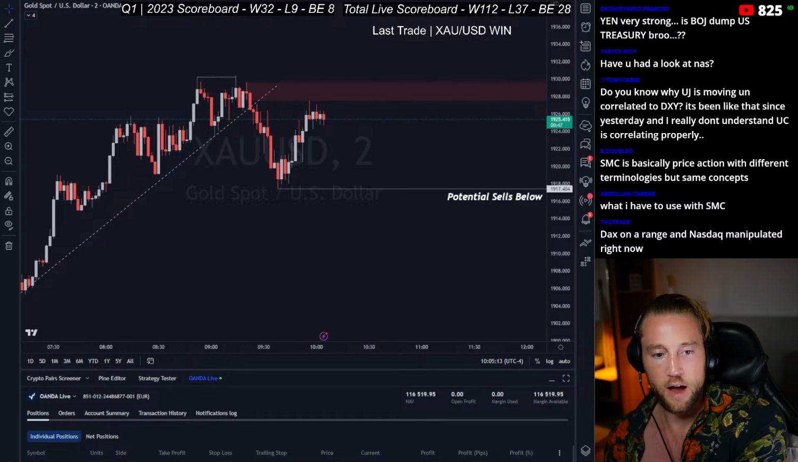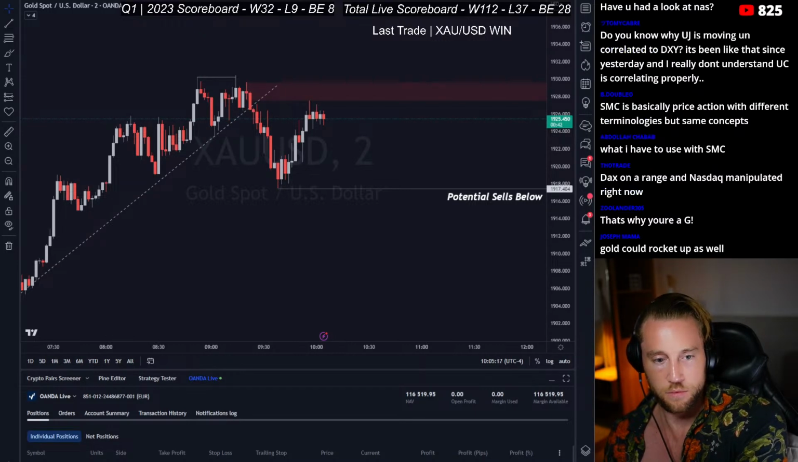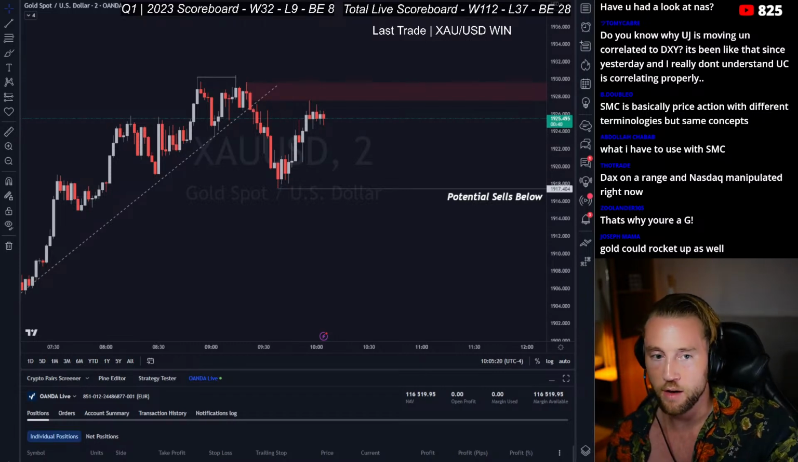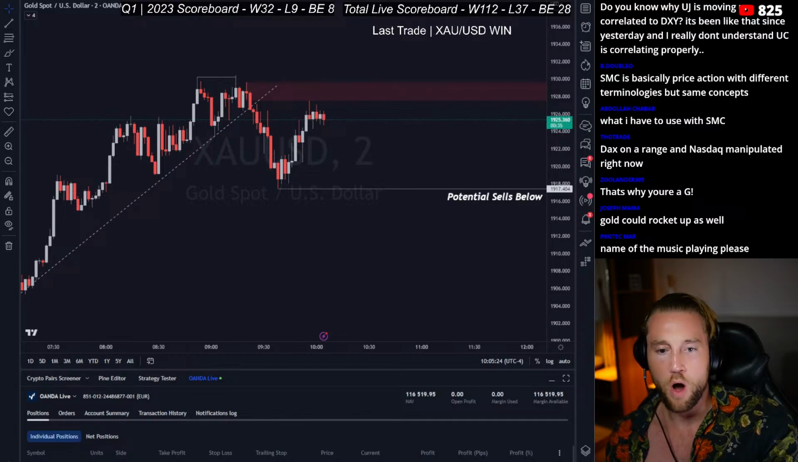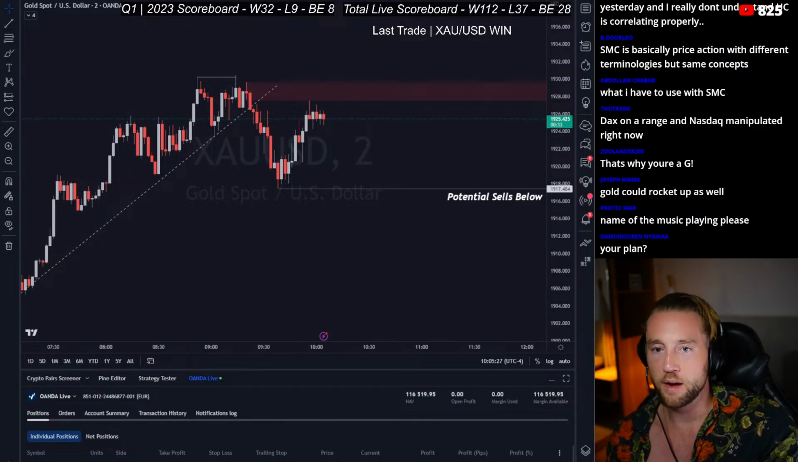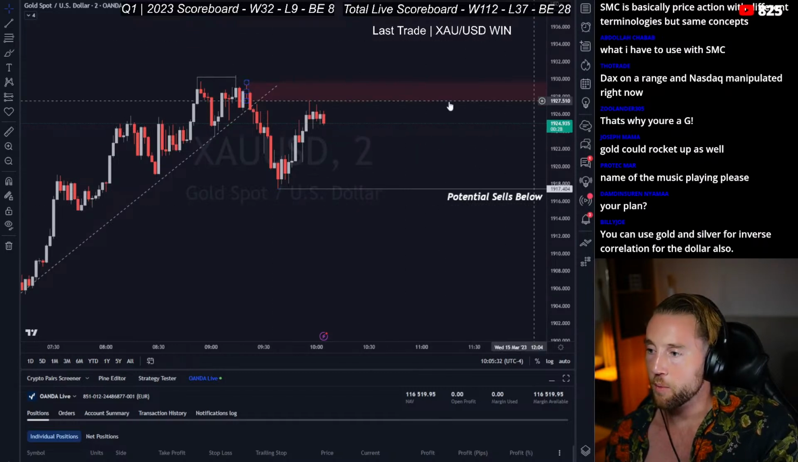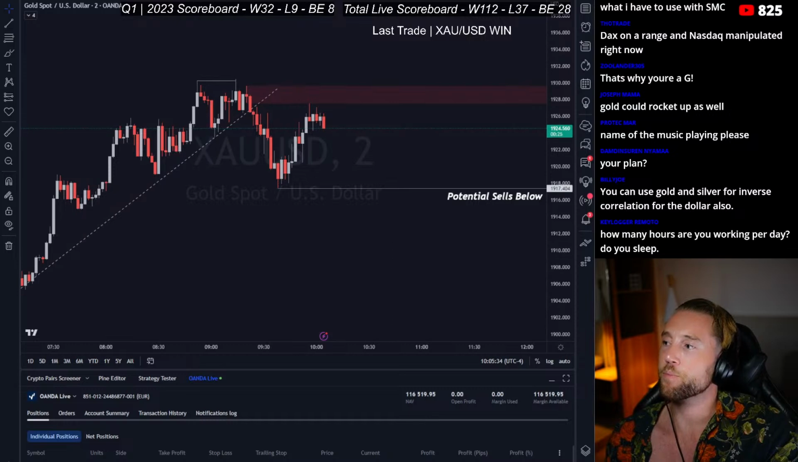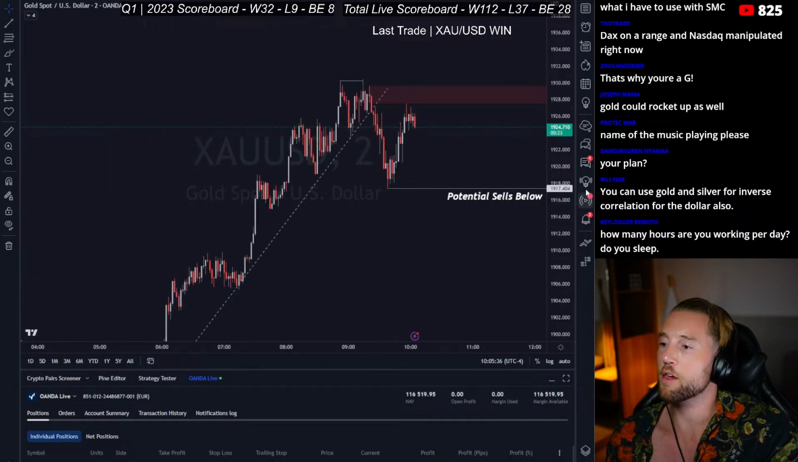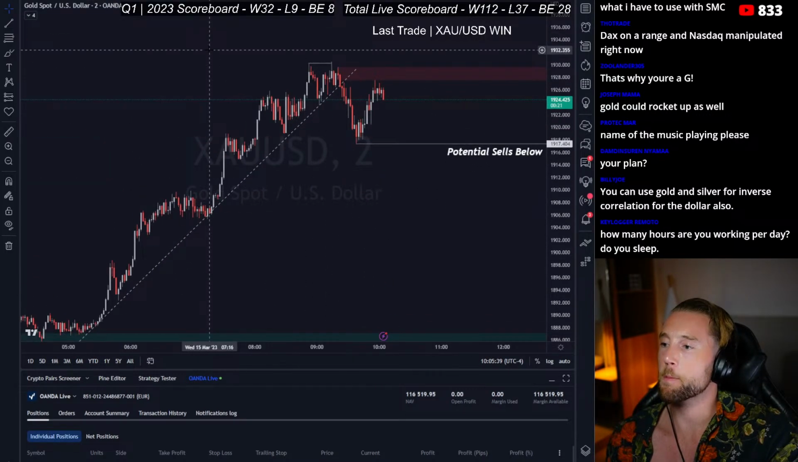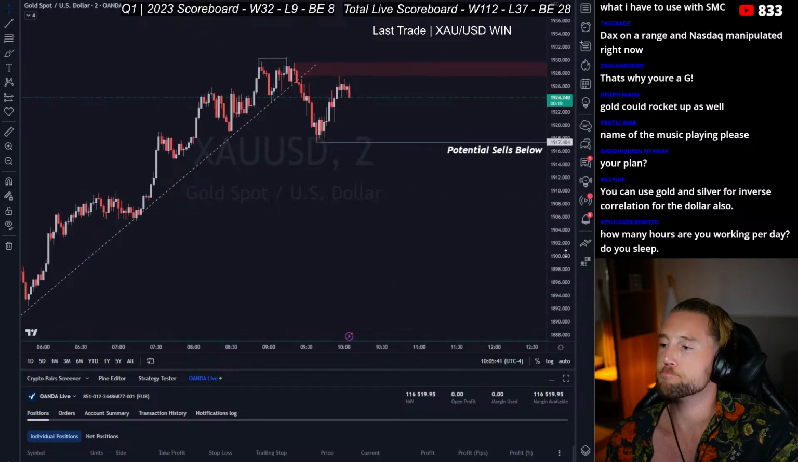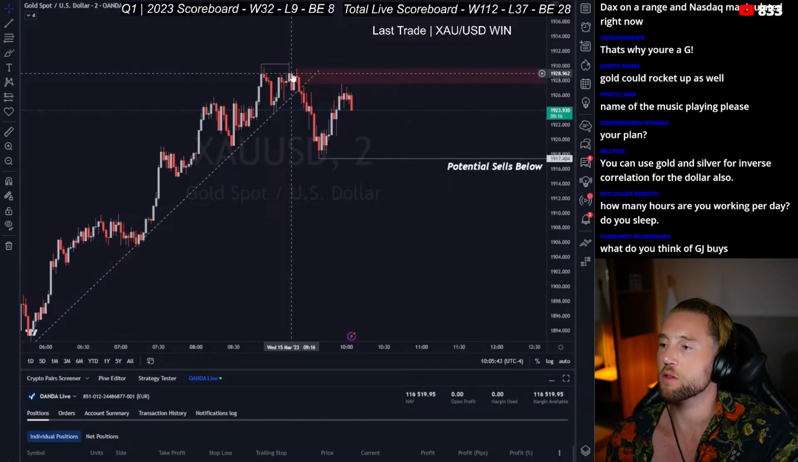Have you had a look at the NASDAQ? So the NASDAQ right now is okay. It's not particularly the best at the moment. Okay, rejection coming into play for gold here. This is big. This is big.